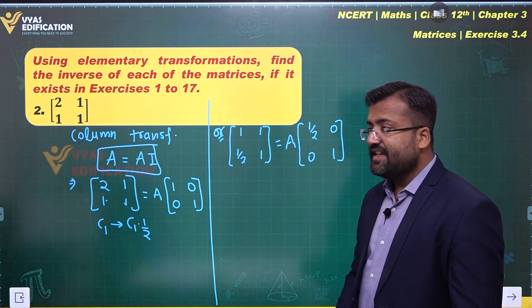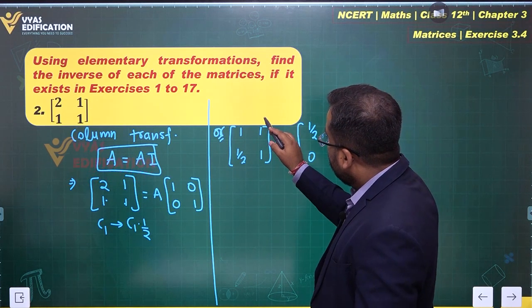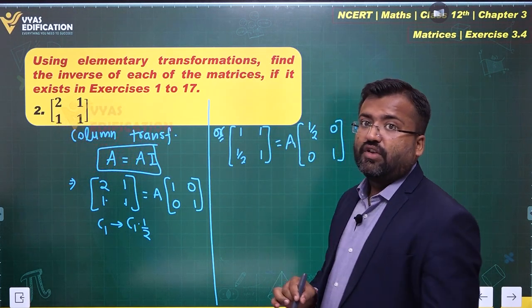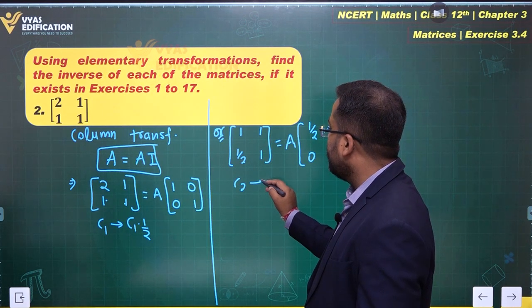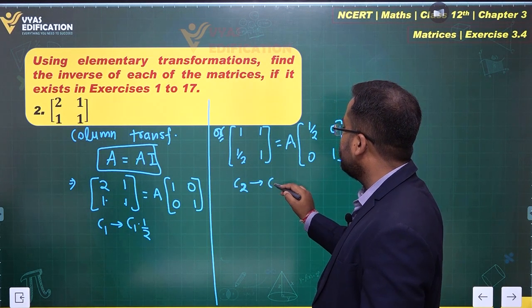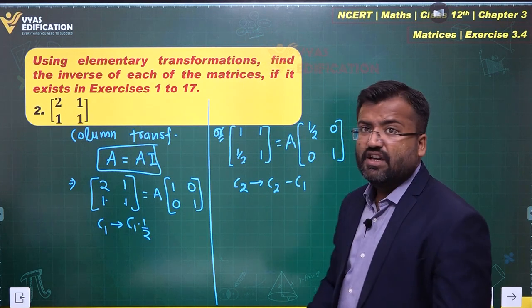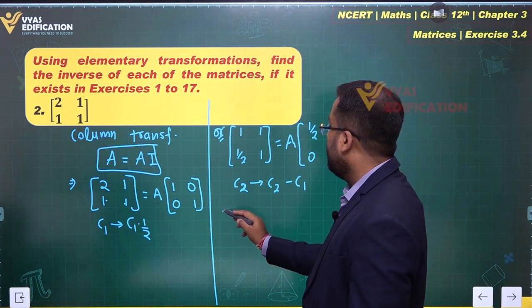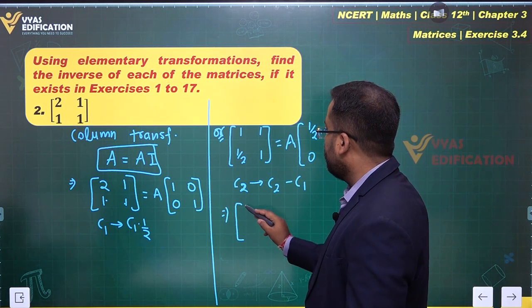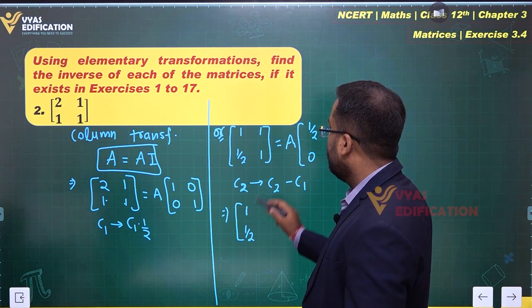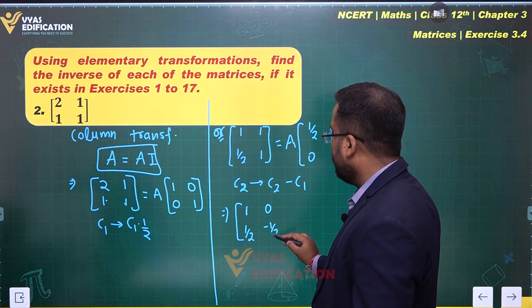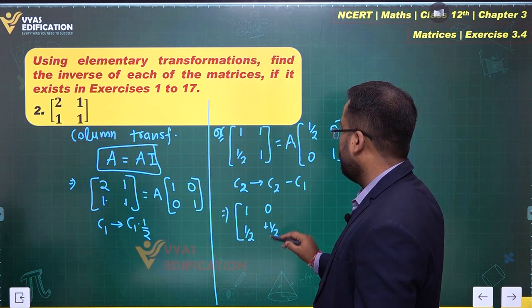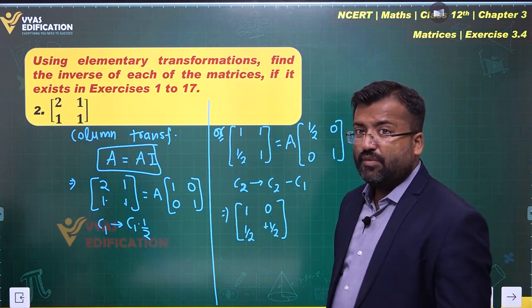Right. Once we are done with this, what next? We have to create a 0 over here. And how do we create a 0? Simply subtract this 1 over here. So C2 can be replaced by C2 minus C1. What will this give us? This will give us 1. 1 by 2 is okay. This will become 1 minus 1, 0. 1 minus 1 by 2 would be plus 1 by 2.